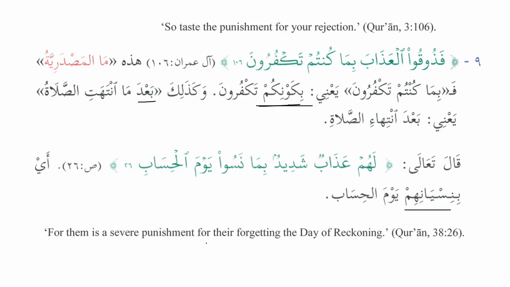For them is a severe punishment for their forgetting, as we can see over here, the day of reckoning or the day of judgment. So we can see over here that the translation will definitely tell us, or by transferring it into al-masdar, we will be able to understand if it is ma al-masdariya or ma al-mawsula, because it can be slightly confused with ma al-mawsula, because we know that ma al-mawsula also comes with the prepositions, isn't it? For example, وَمِمَّا رَزَقْنَاهُمْ يُنْفِقُونَ. So from what we gave them, or when you look at the translation.